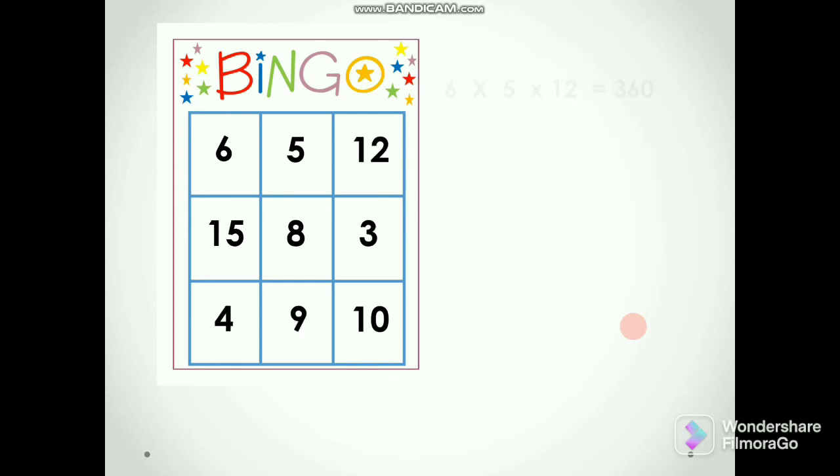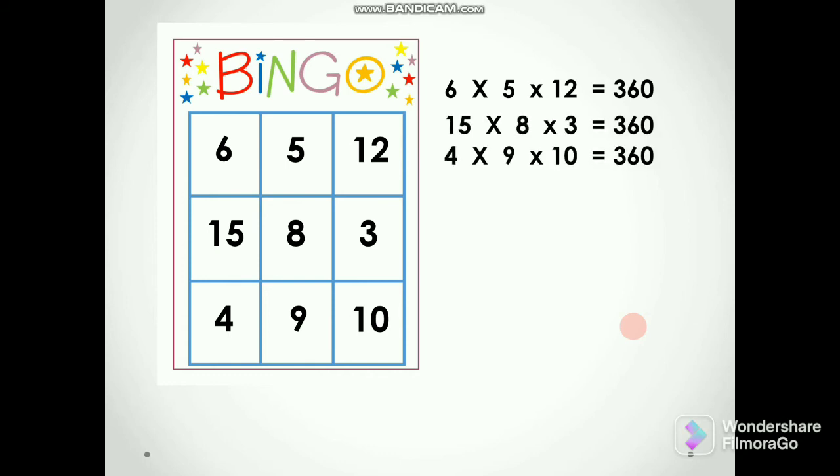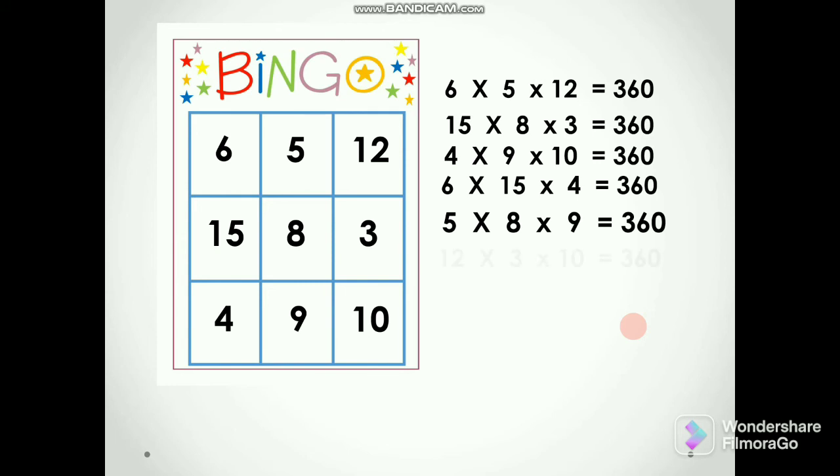How about our second card? For our second card, row 1 is 6 times 5 times 12. Row 2 is 15 times 8 times 3. Row 3 is 4 times 9 times 10. And for column 1, we have 6 times 15 times 4. Column 2, 5 times 8 times 9. Column 3, we have 12 times 3 times 10. So therefore, our guess for our second card is also correct.